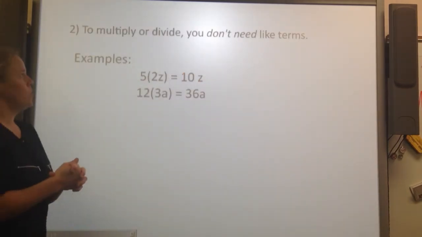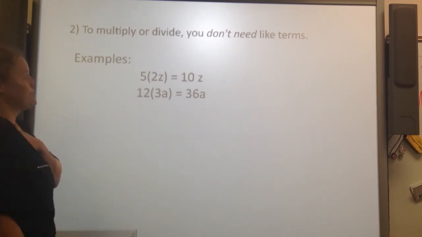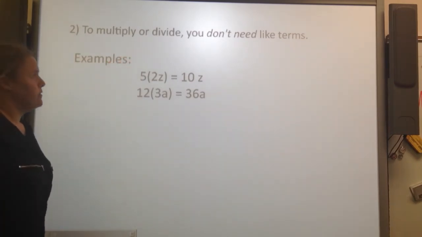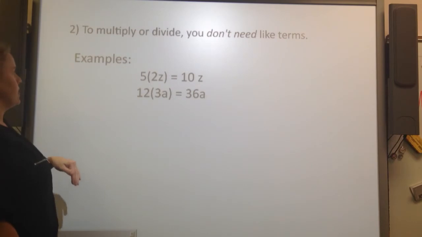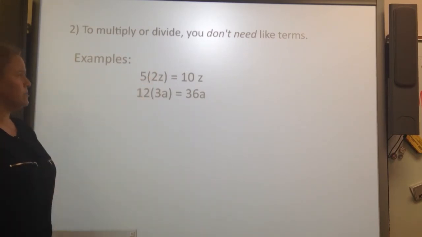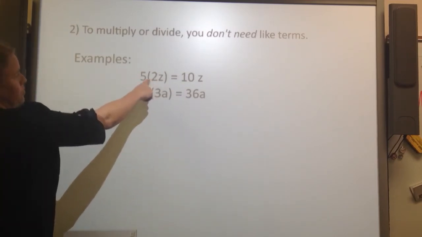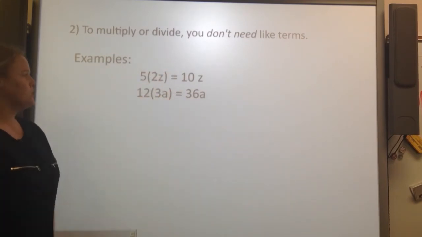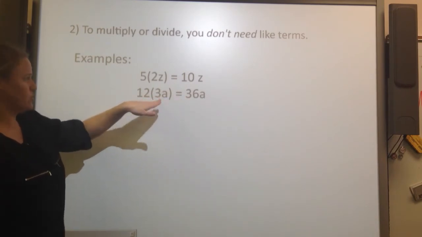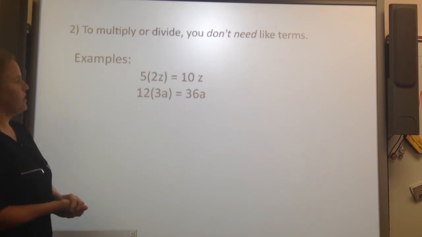Okay, so we've talked about adding and subtracting like terms. Well, now we're getting into multiplying or dividing. When multiplying and dividing in algebraic expressions or equations, you do not have to have like terms. An example would be 5 times 2z. You multiply the coefficients. So we have 5 times 2, and that's 10, and you bring over the z. Simple enough. 12 times 3a is 36a, because 12 times 3 is 36, bring over the a. Nice and easy. Nothing special to remember there.